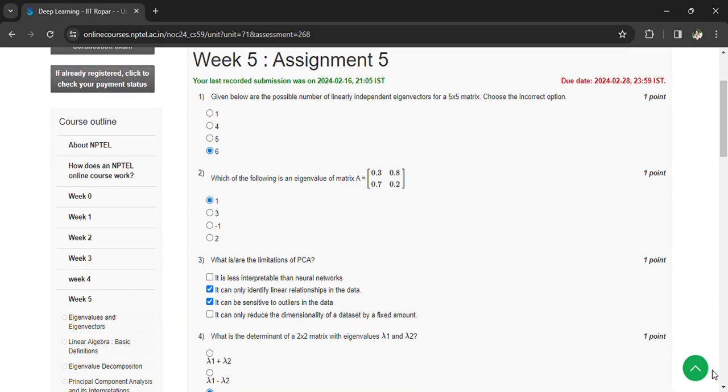What are the limitations of PCA? PCA means principal component analysis, and it can only identify linear relationships in the data. It can be sensitive to the outliers in the data.